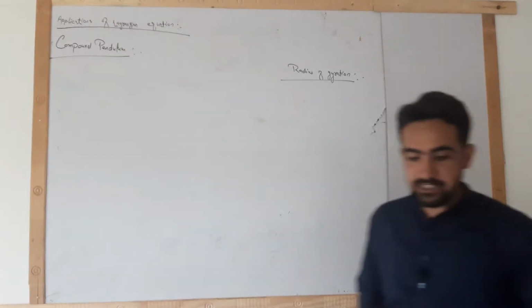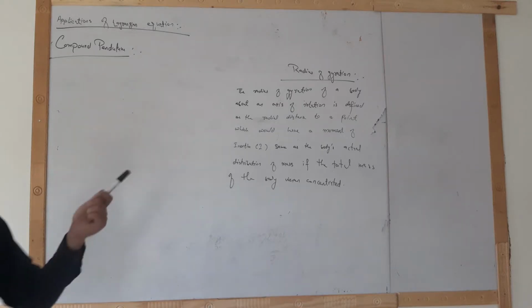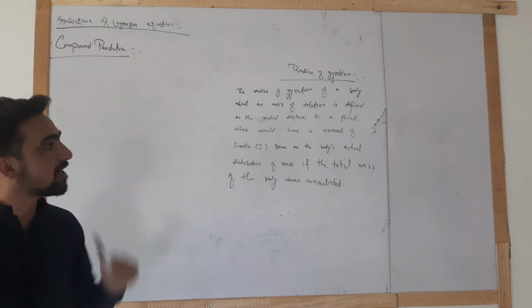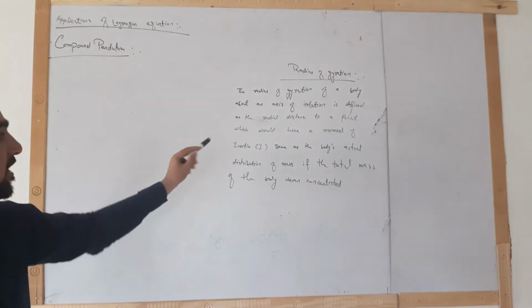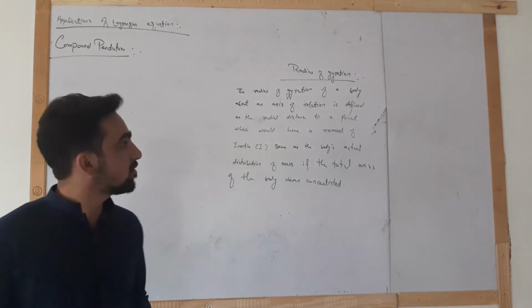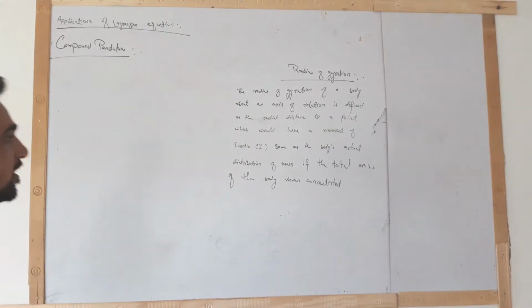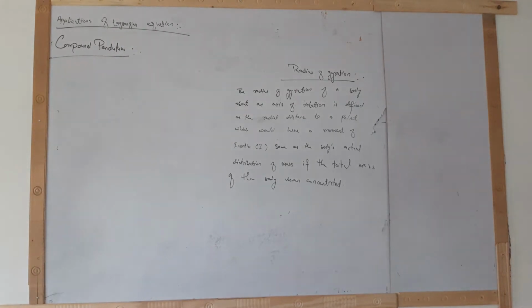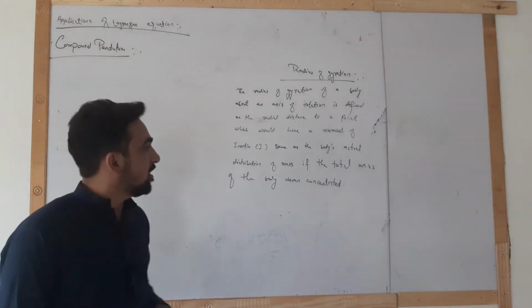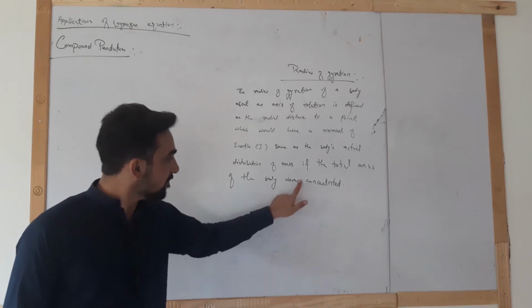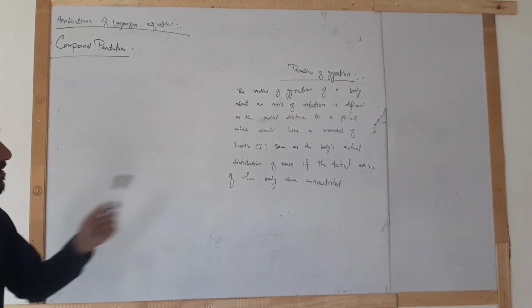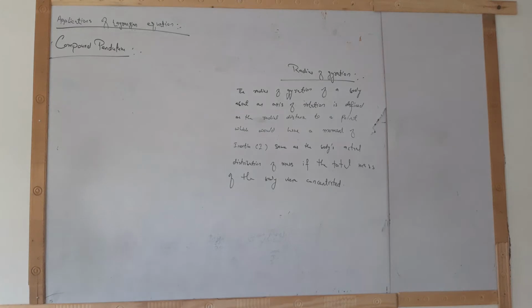So, radius of gyration. In simple words, the radius of gyration of a body about an axis of rotation is defined as the radial distance to a point which would have a moment of inertia the same as the body's actual distribution of mass if the total mass of the body were concentrated. This is a general definition for radius of gyration.